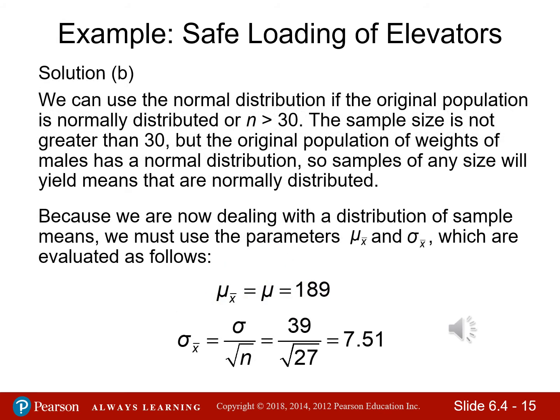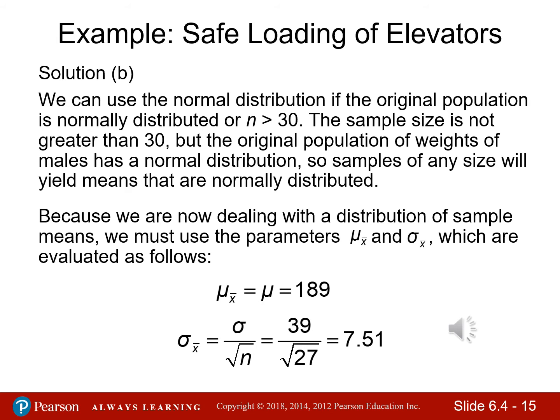Recall for part B, we want to find the probability that a sample of 27 randomly selected adult males has a mean weight greater than 148 pounds. We can use the normal distribution if the original population is normally distributed or we have a sample of greater than 30. The sample size in this example is not greater than 30, but recall that it was stated that the original population of weights of males has a normal distribution. So sample sizes of any size will yield means that are normally distributed.